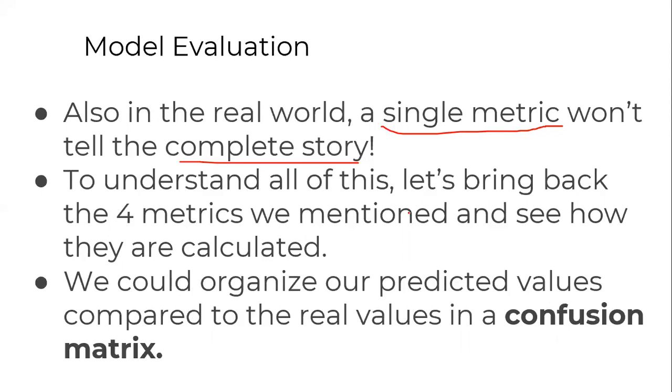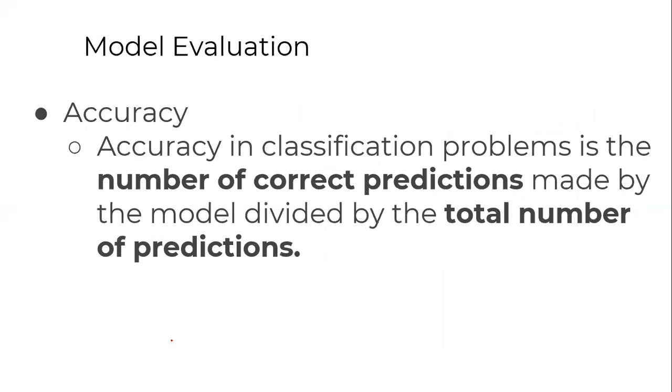To understand all of this, let's bring back the four metrics that we mentioned and how they are calculated. These four metrics are accuracy, precision, recall, and F1 score. We organize all of this information in a confusion matrix, which we will see towards the end of the class. It is very important, and this is the only thing that we'll be using for the evaluation of all the machine learning processes that we do, right?